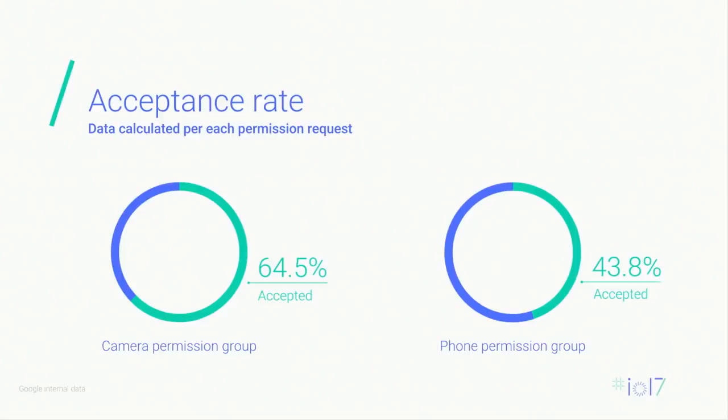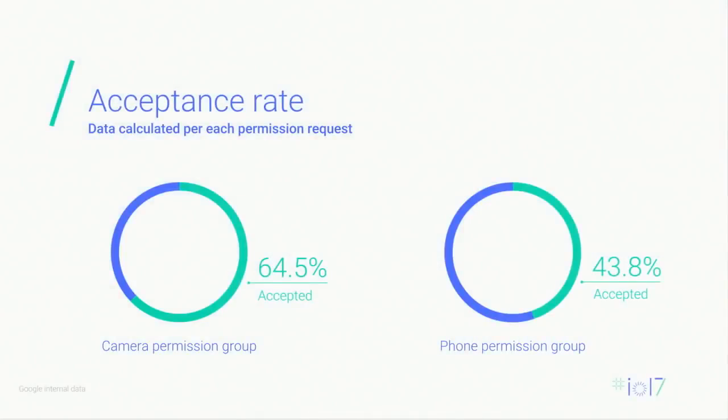We looked into permission requests. And so for each request, for, let's say, the camera group of permissions, we see that about 65% of those requests are accepted by the users. So that's towards one end of the spectrum. Towards the other end of the spectrum, we see that for the phone group of permissions, only about 44% of the permission requests are accepted by the user. So users are actually very judicious in controlling which apps have access to what data.